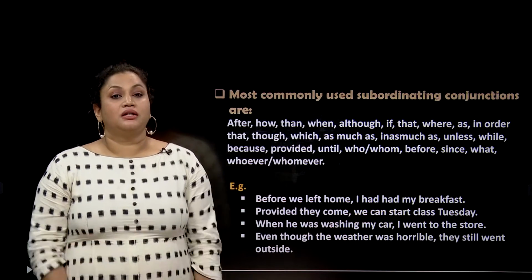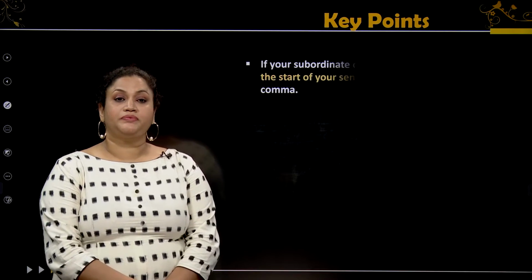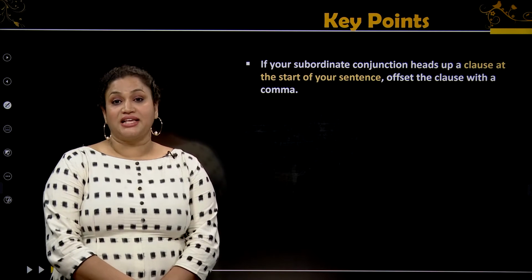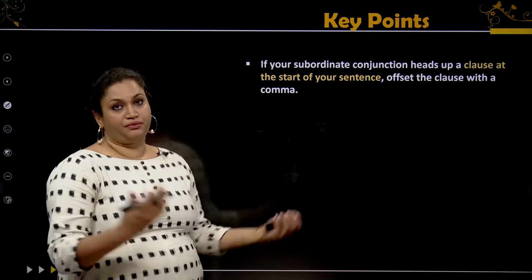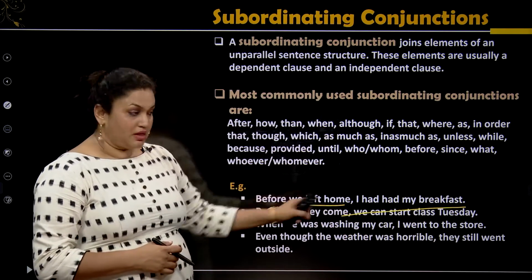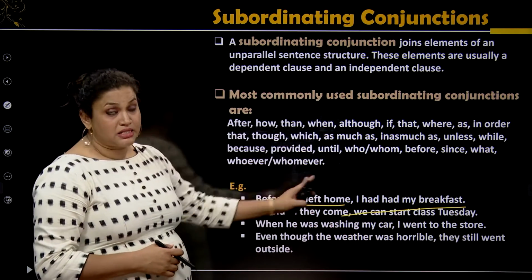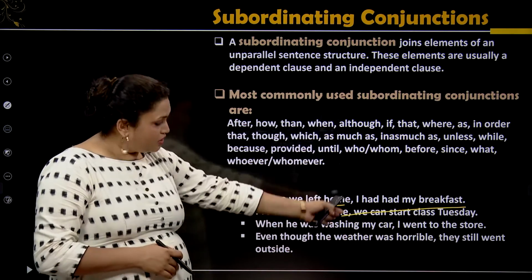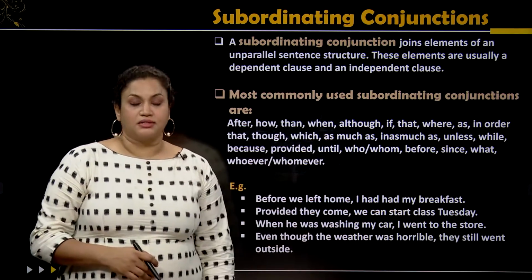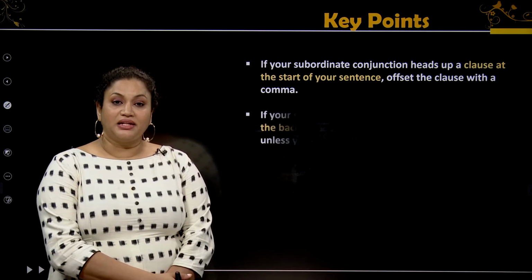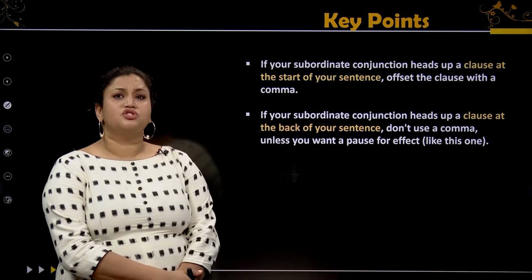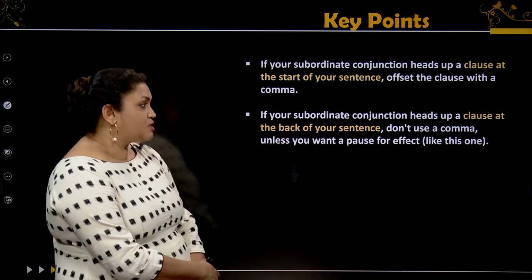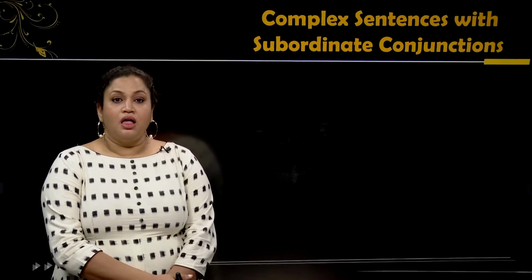Okay, so let's see the key points. If your subordinating conjunction heads up a clause at the start of your sentence, offset the clause with a comma. We have already used it here: before we left home is a dependent clause, so we put a comma there and then we start the independent sentence. The next one is, if your subordinating conjunction heads a clause at the back of your sentence, don't use a comma unless you want a pause for effect. Let's see the example.